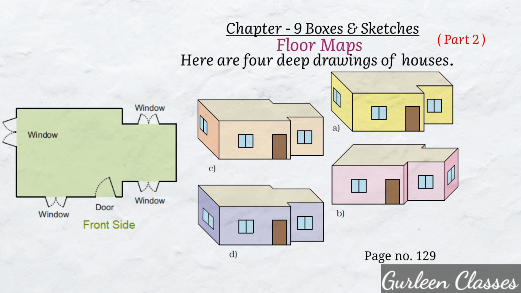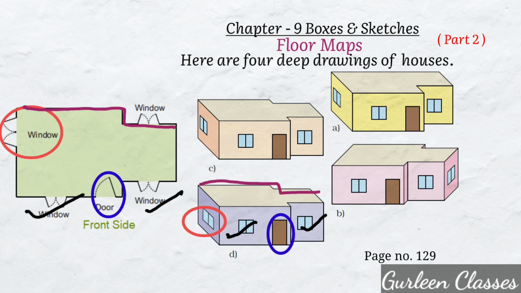Then C part, you can see one window and there is another window. But this left side window is towards the wall. So this is wrong. There is some gap in middle. Then D part, here you can see 2 windows, then 1 door, then left side 1 window, then wall, then back window we cannot see. So D part is the correct answer.